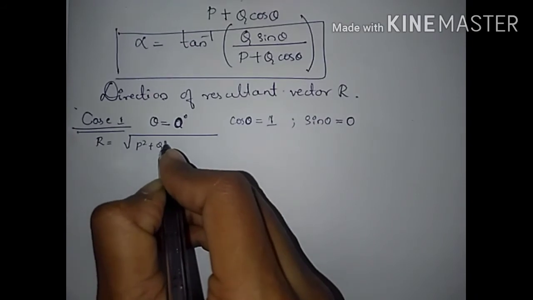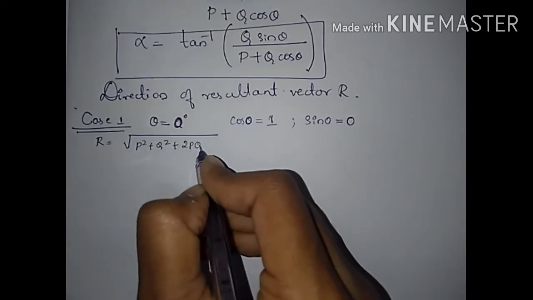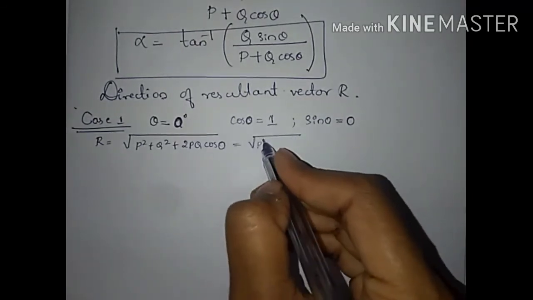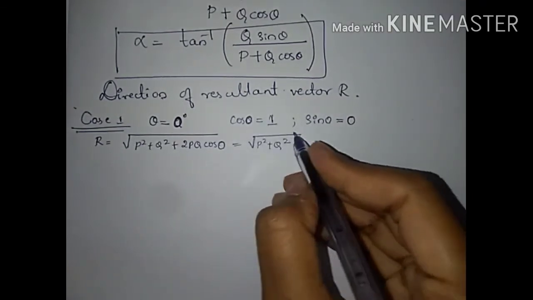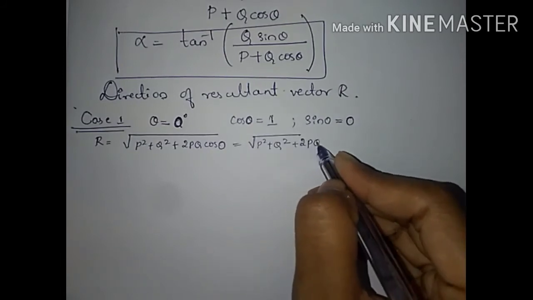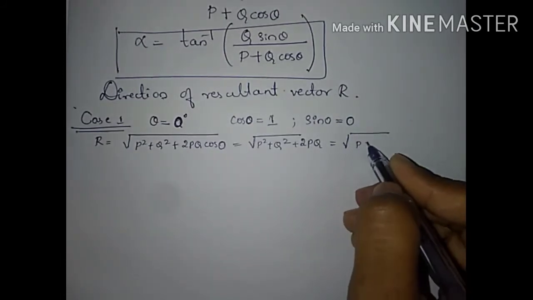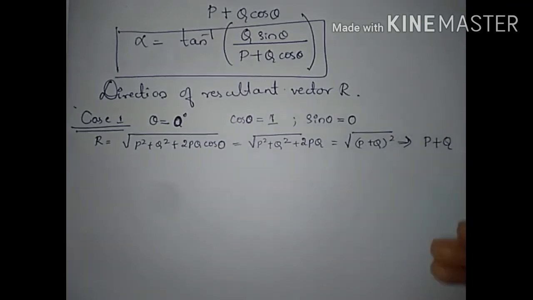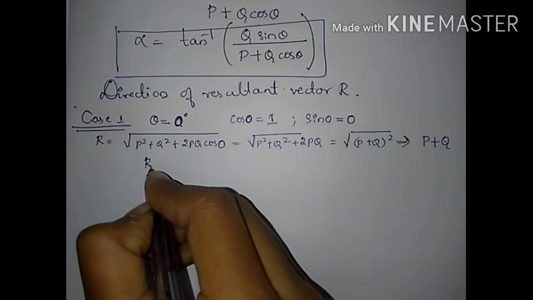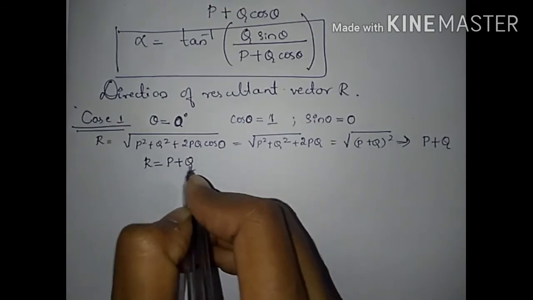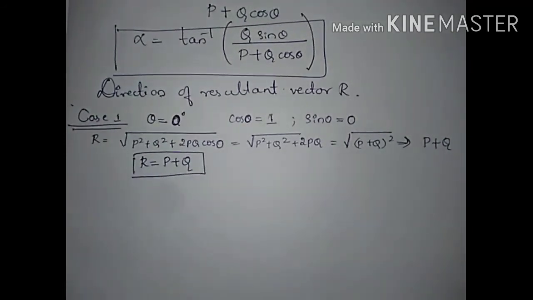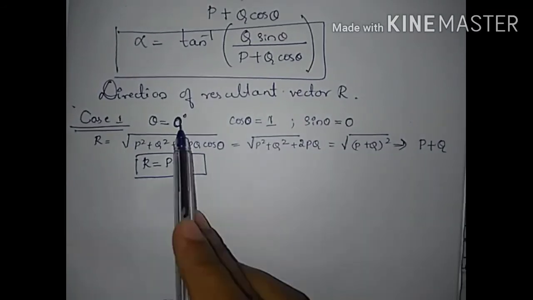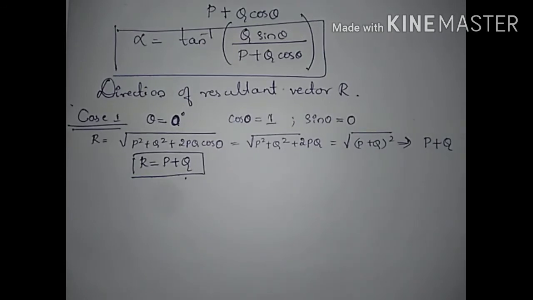Now if you substitute this in R, which is root of P square plus Q square plus 2PQ cos 0 degrees, this gives root of P square plus Q square plus 2PQ, since cos 0 is 1. This you can write as root of P plus Q whole square, that is P plus Q. So R is equal to P plus Q. The resultant vector is equal to the sum of the individual vectors when the angle between them is 0 degrees.